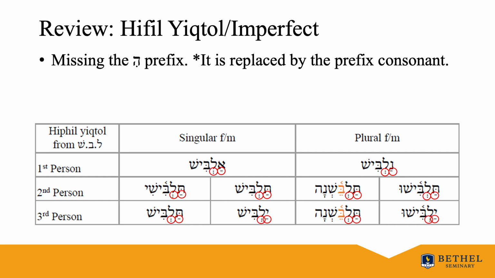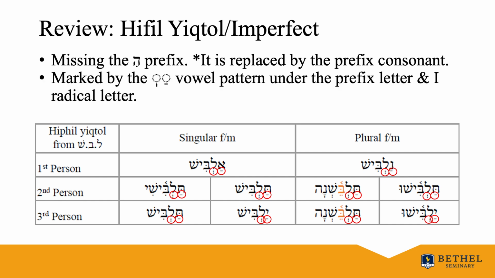by a prefix letter. And a key characteristic of the Hiphil in its prefix form is the patach beneath the prefix letter, followed by a sheva beneath the first radical letter. This is incredibly important, and if you haven't memorized this rule yet, please memorize it right now.